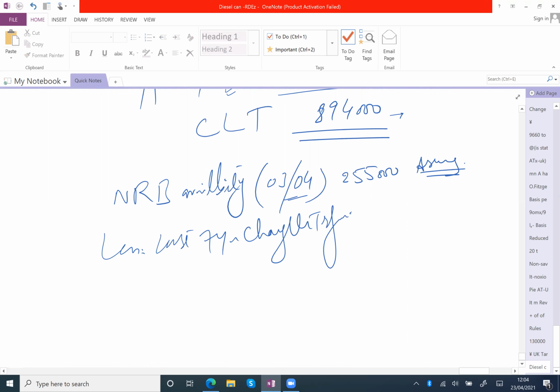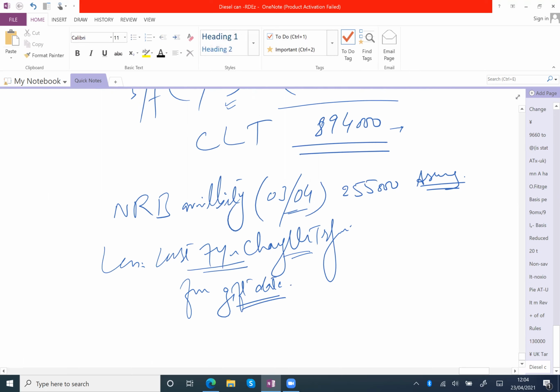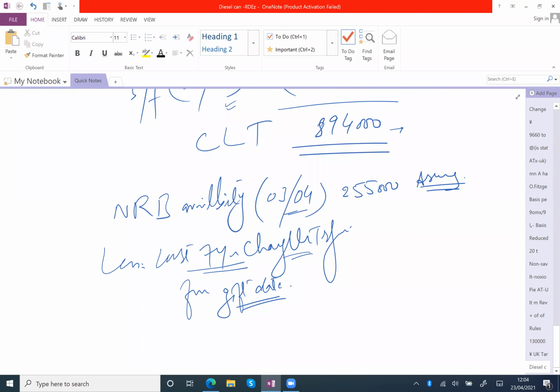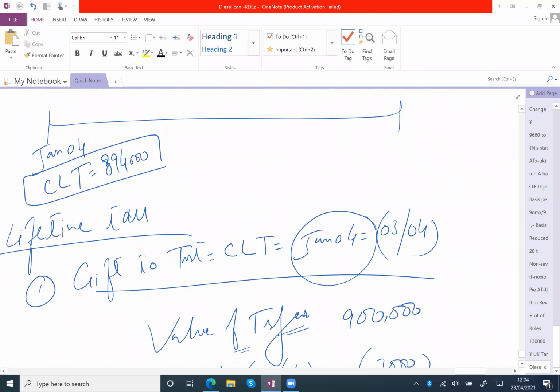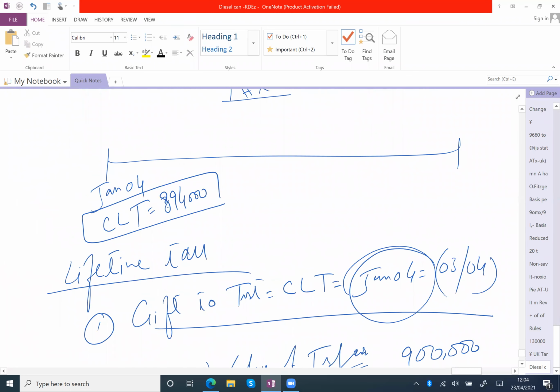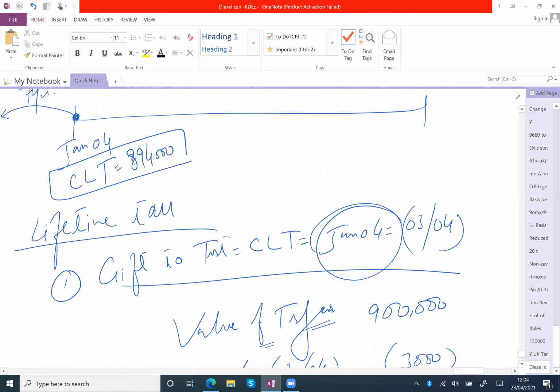Whenever you go back last 7 years and see the chargeable transfer from gift date, you have to go back always from the gift date. Gift date means the date on which you are paying the tax today, and today the gift date is the CLT date, and you made this CLT in January 04. So go to the timeline, and from January 04, go back last 7 years and see if any chargeable transfer is given. No, I cannot see any PET or CLT in previous years.